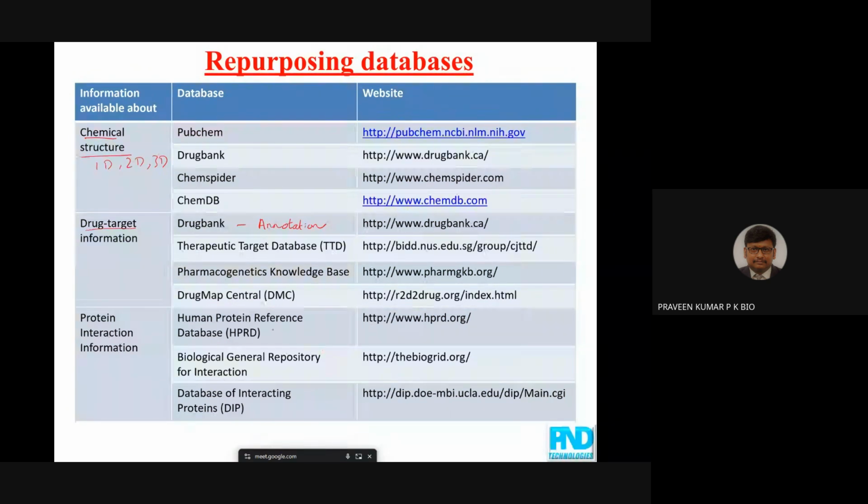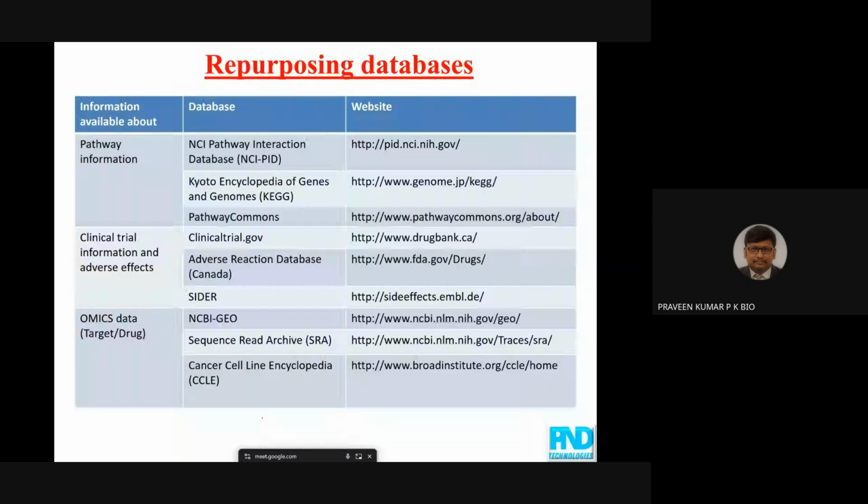One such is BioGRID, the Biological General Repository for Interaction Datasets. And DIP, already mentioned, the Database of Interacting Proteins. We have also seen a few more things, isn't it? STRING DB, and then STITCH. So these are some of the databases for protein interactions.